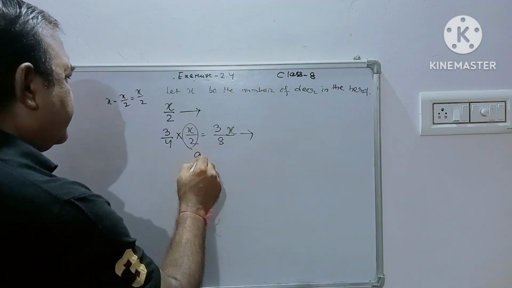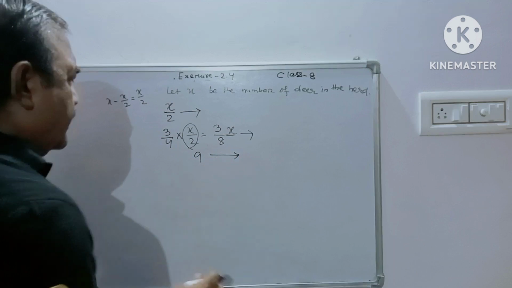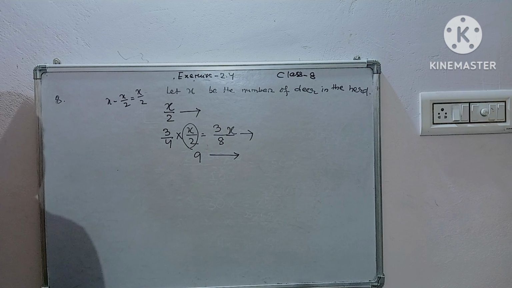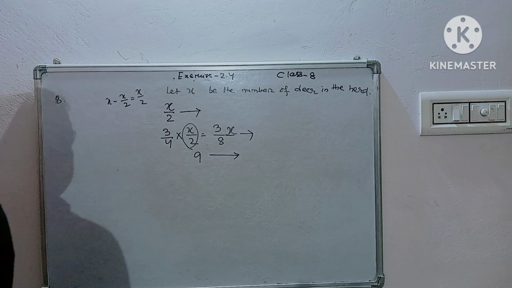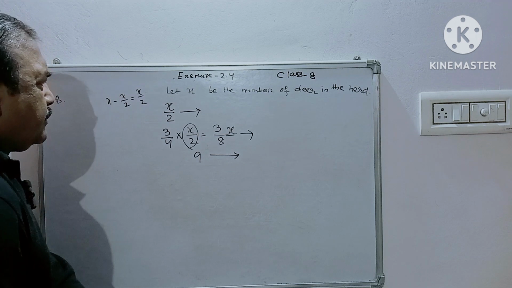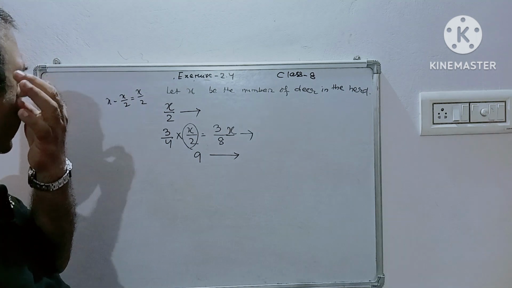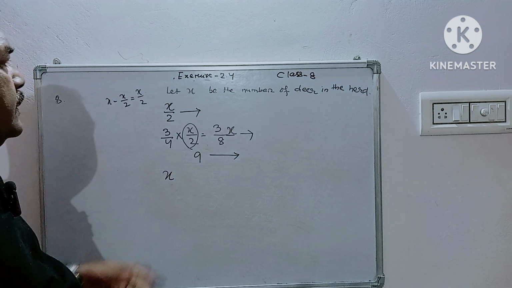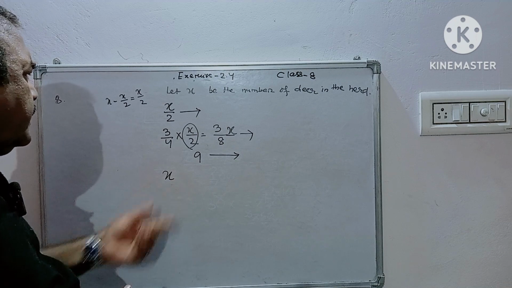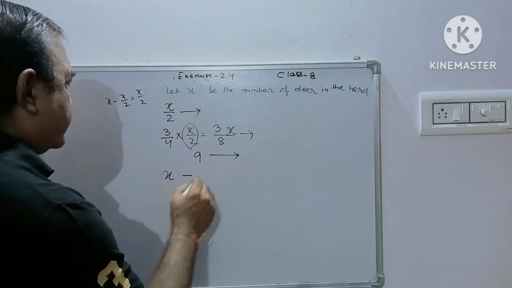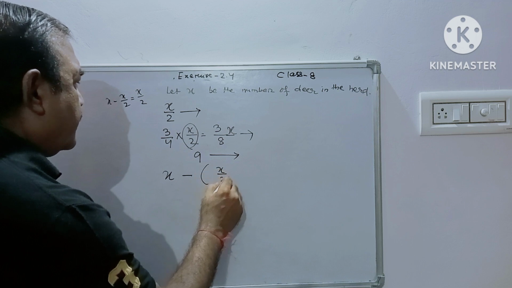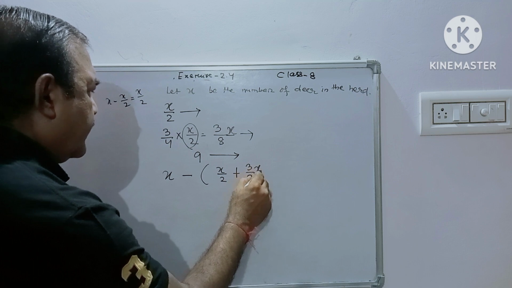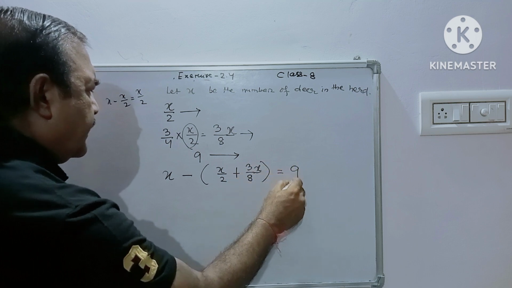And the rest 9 are drinking water from the pond. So the rest 9, they are drinking water in the pond. Already we have written x be the number of deer in the herd. So what will you do here? The x, which is the total number of deer in the herd, minus x upon 2 plus 3 upon 8x, or 3x upon 8, is equal to 9. This difference is definitely 9.